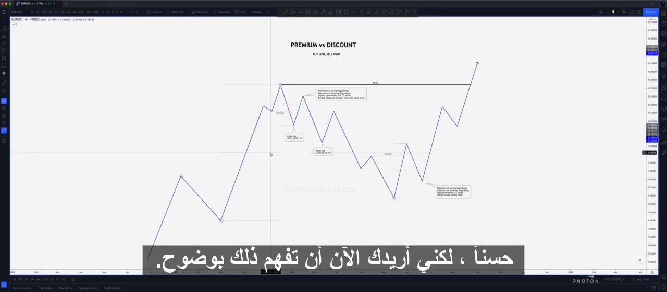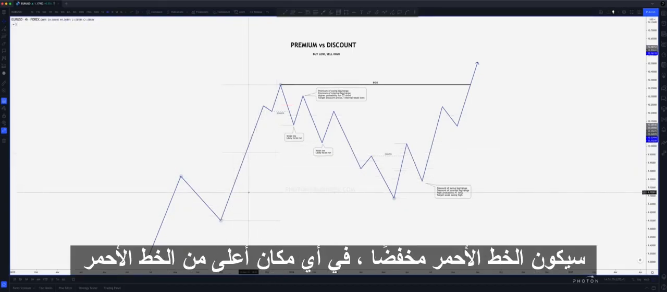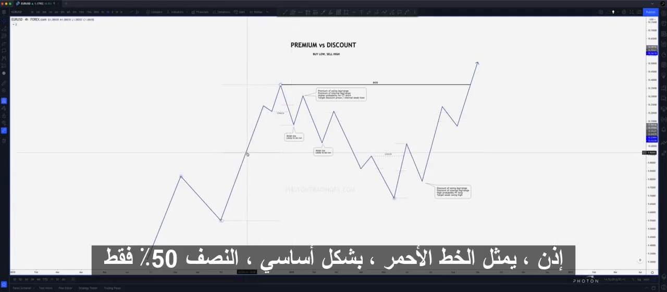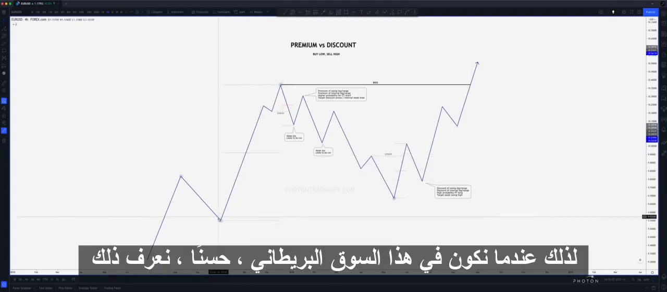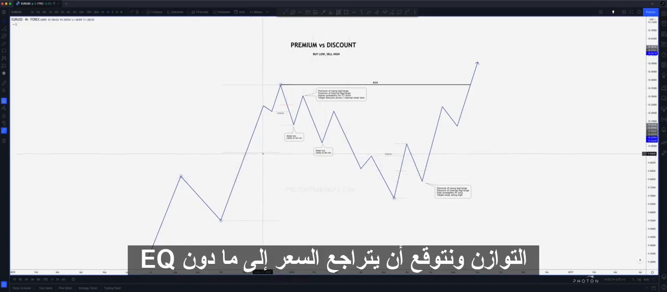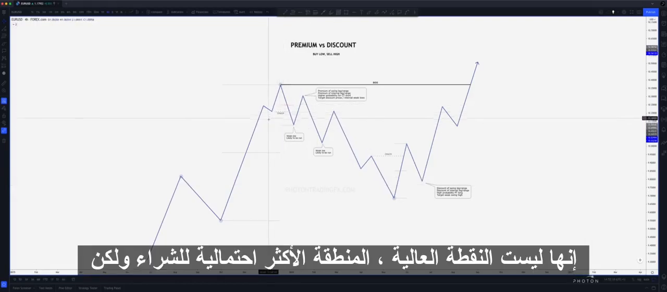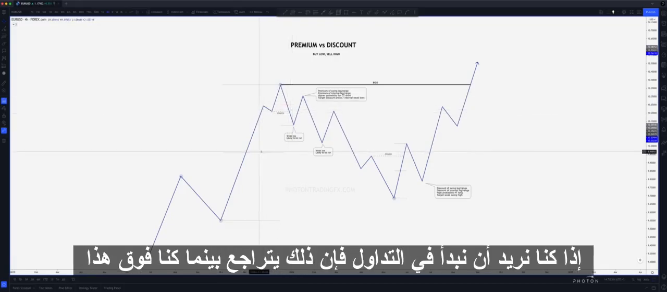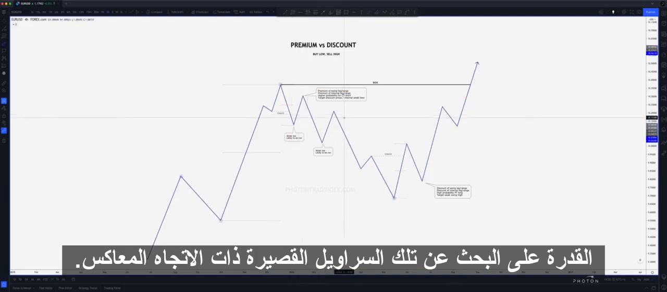But I just want you now to understand that when we're in a bullish market, anywhere below the red line is going to be discount, anywhere above the red line is premium. So essentially the red line just represents the 50%, the halfway point, that is the equilibrium. So when we're in this bullish market, we know that this is the equilibrium and we're expecting price to pull back below the EQ at some point into discount prices. Whilst we're still within the premium, it's not the most high probability area to be buying. But if we want to trade that pullback whilst we're above this red line, anywhere within this section of price action, it can still be high probability to look for those counter trend shorts.